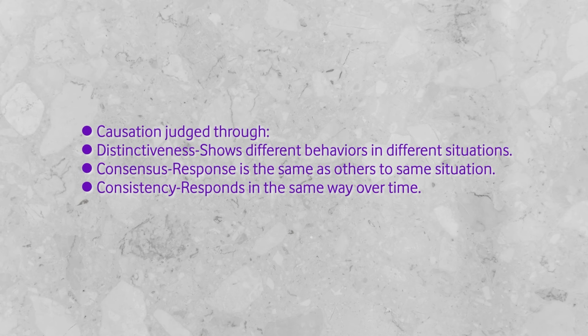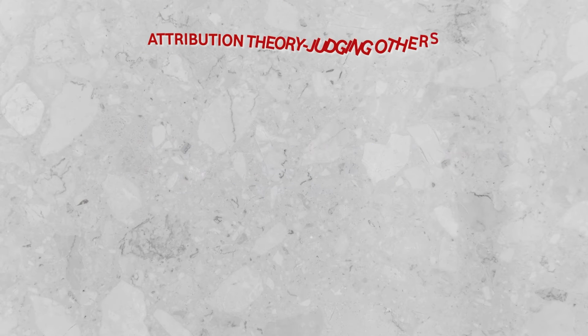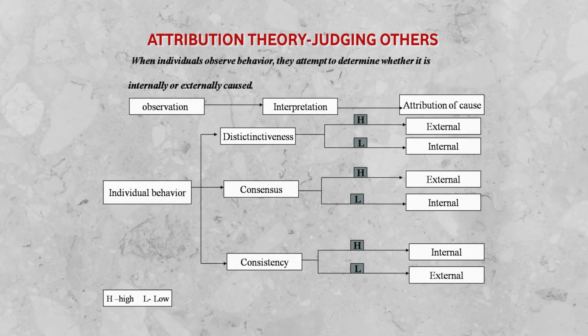So causation is judged in the attribution theory by three factors. The first of them is called distinctiveness, which shows different behaviors in different situations. The next is called consensus, where the response is the same as others to the same situation. And the third is consistency, where people respond in the same way over time. Now let's see how these three elements play together in the attribution theory.